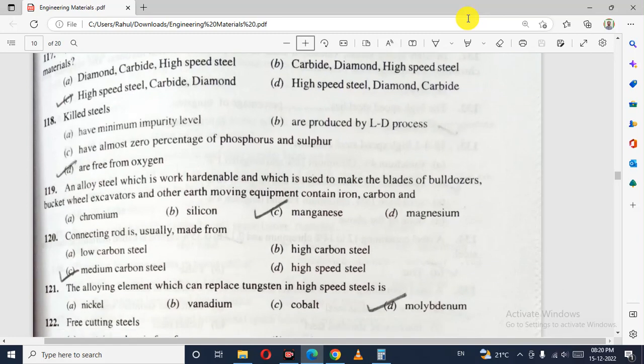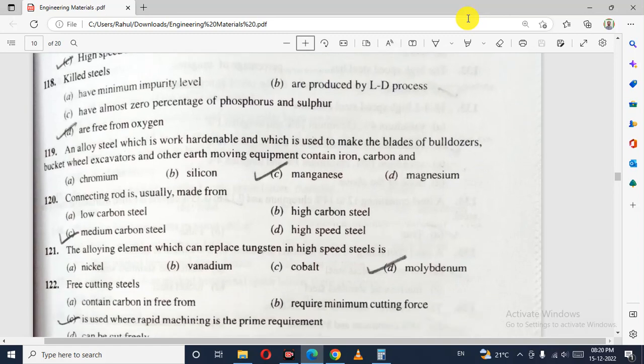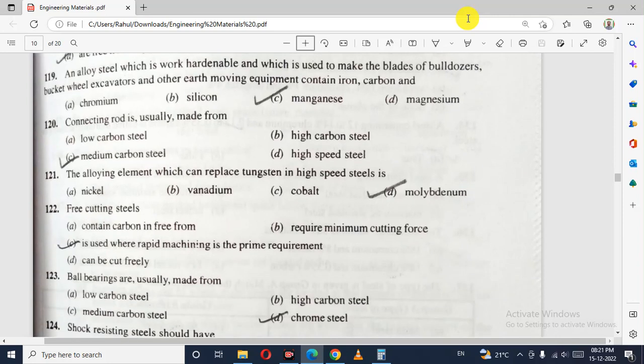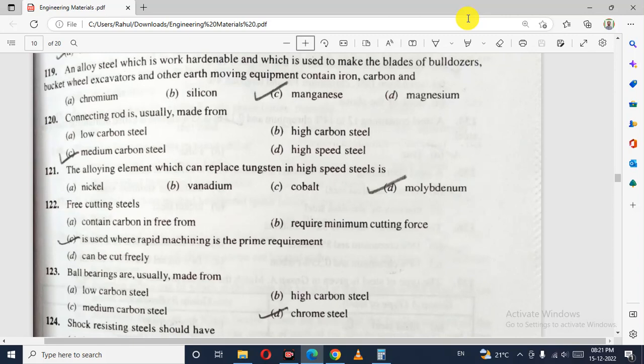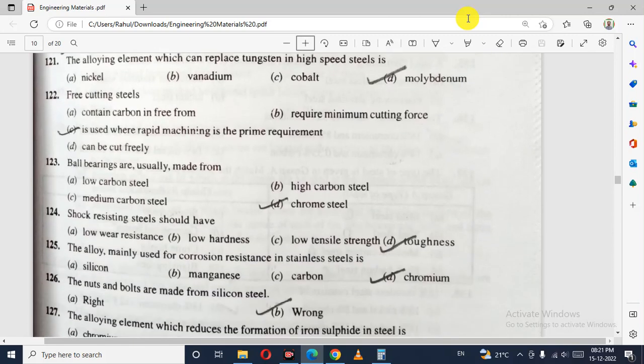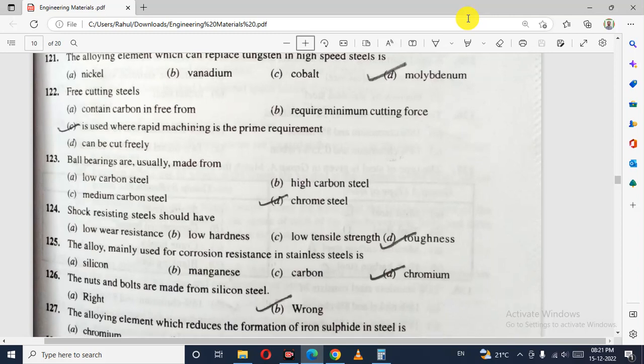The alloying element which can replace tungsten in a high speed steel is molybdenum. Free cutting steel is used where rapid machining is the prime requirement. Ball bearings are usually made of chrome steel. Shock resistant steel has toughness. The alloying element mainly used for corrosion resistance in stainless steel is chromium. Nuts and bolts are made of silicon steel. Wrong.